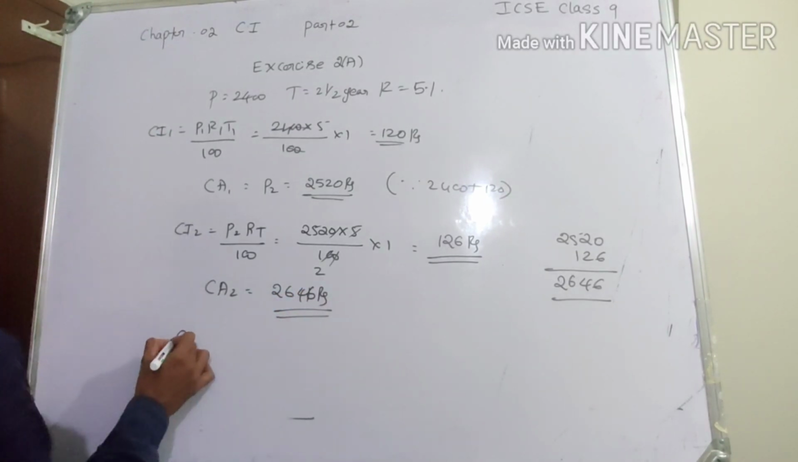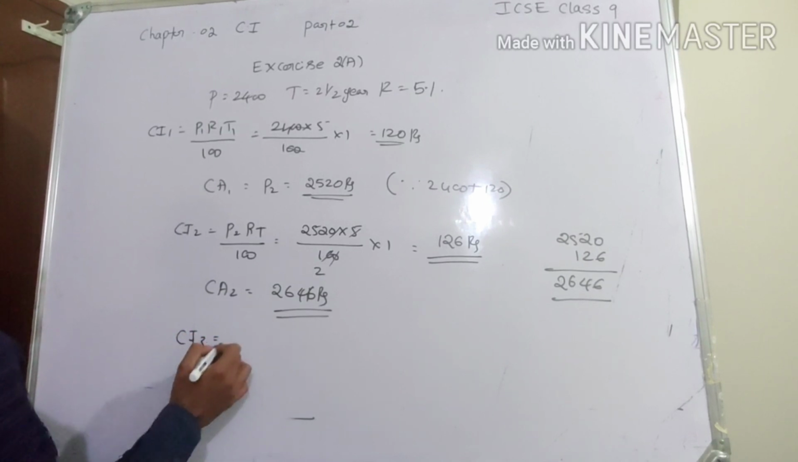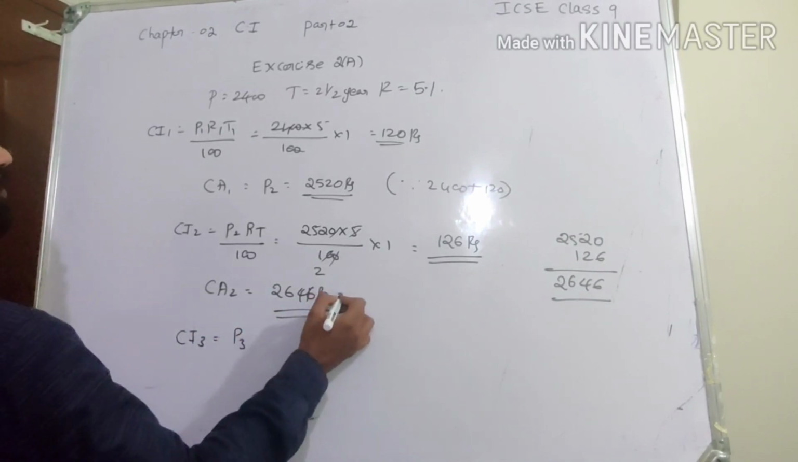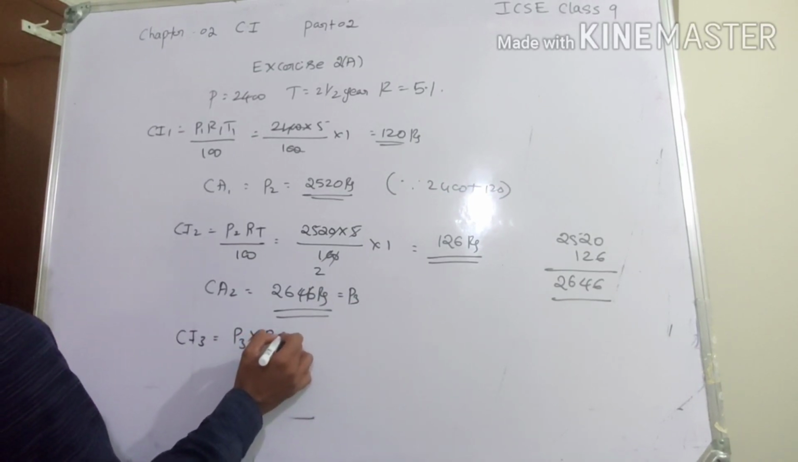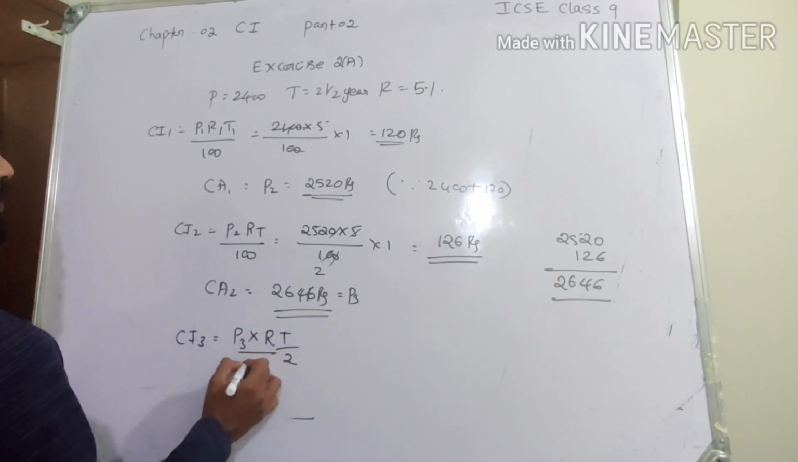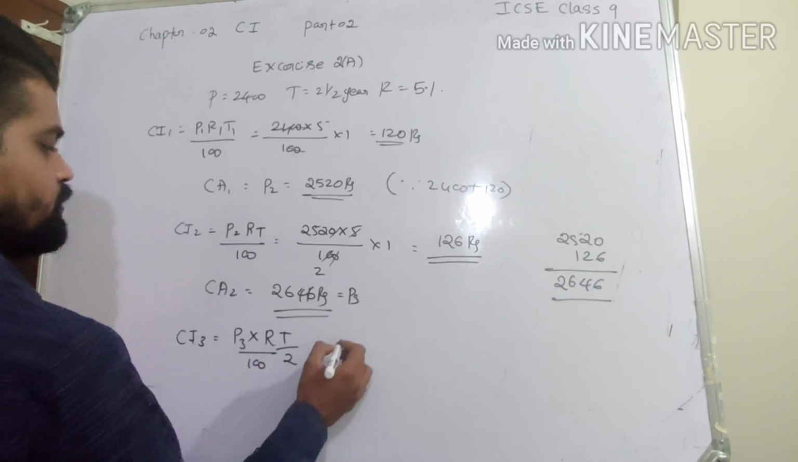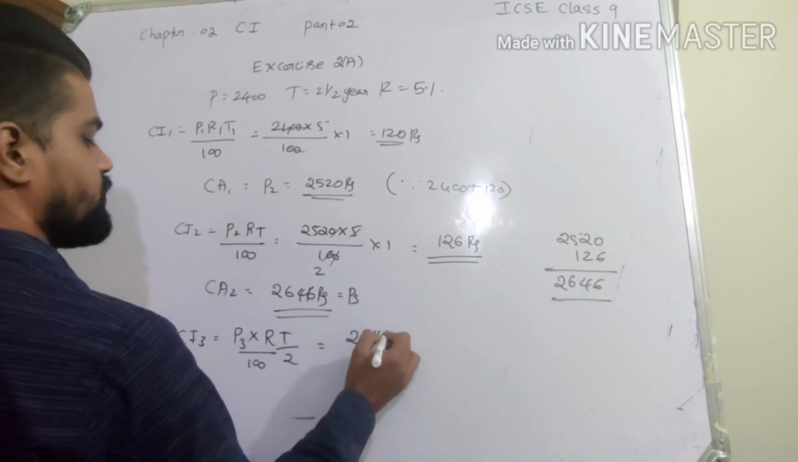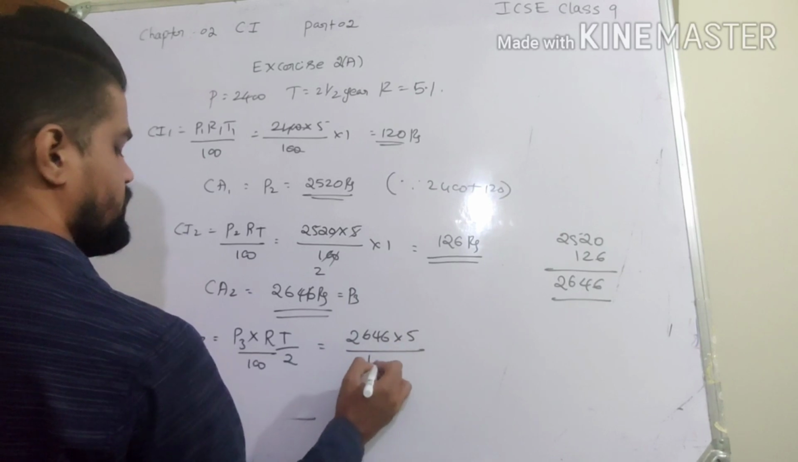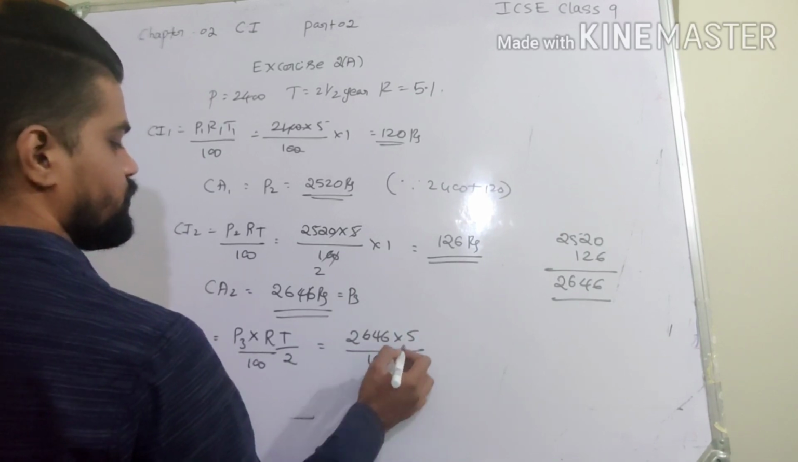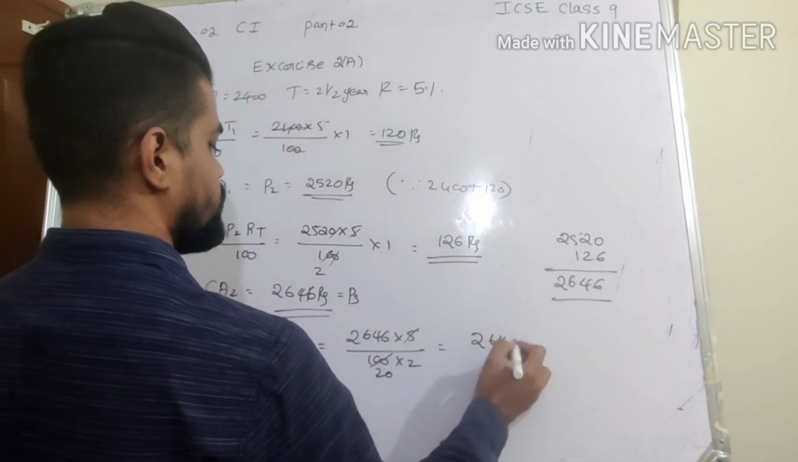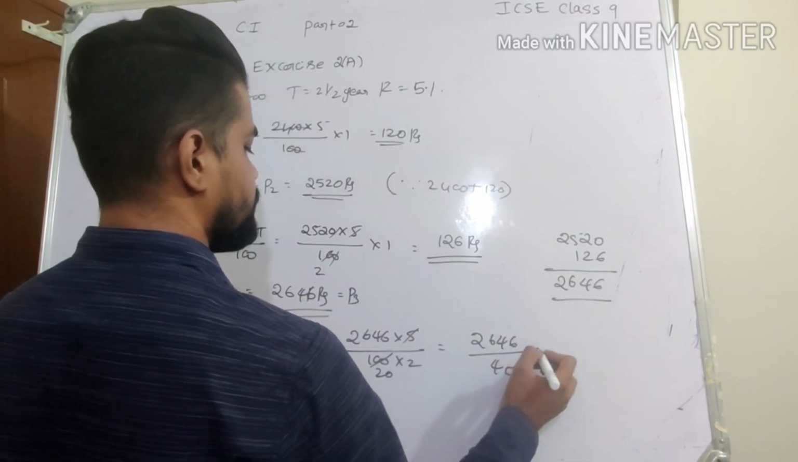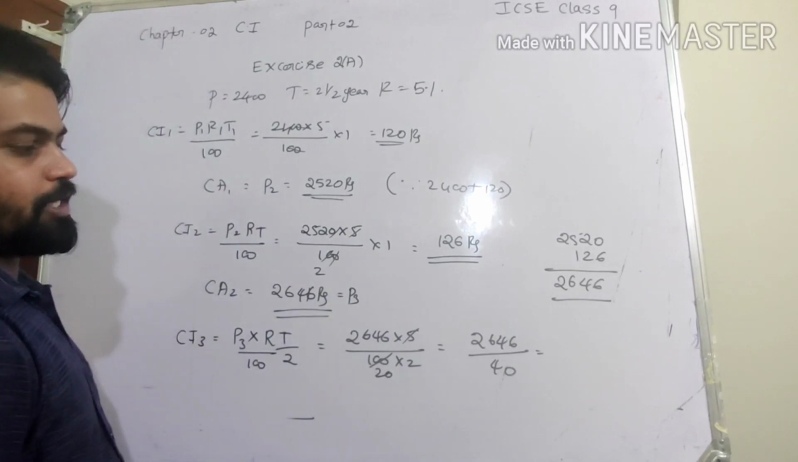Okay, so finally the third part, that is only half year, which will be P3. This is P3 into R T by 2 now, because it is half year now. Which is 2646 into 5 by 100 into 2. So 5 1s are, 5 20s are. So we end up with 2646 divided by 40. So we'll divide by 4 and put a decimal properly.